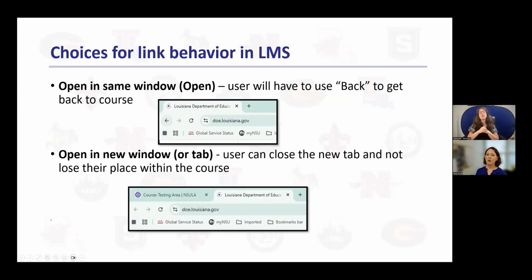And just as a general overview, stepping back, there are variations of these, but really two main choices for link behavior. One is that the link will open in the same window. The student is in the LMS and they click on the link and it opens in the same tab or the same window as their course page. Now, if you do that, the student does have to click the back button to get back to the course. We also have open in a new window or tab, and that enables a user to be able to close the new tab, and then they don't lose their place within the course.